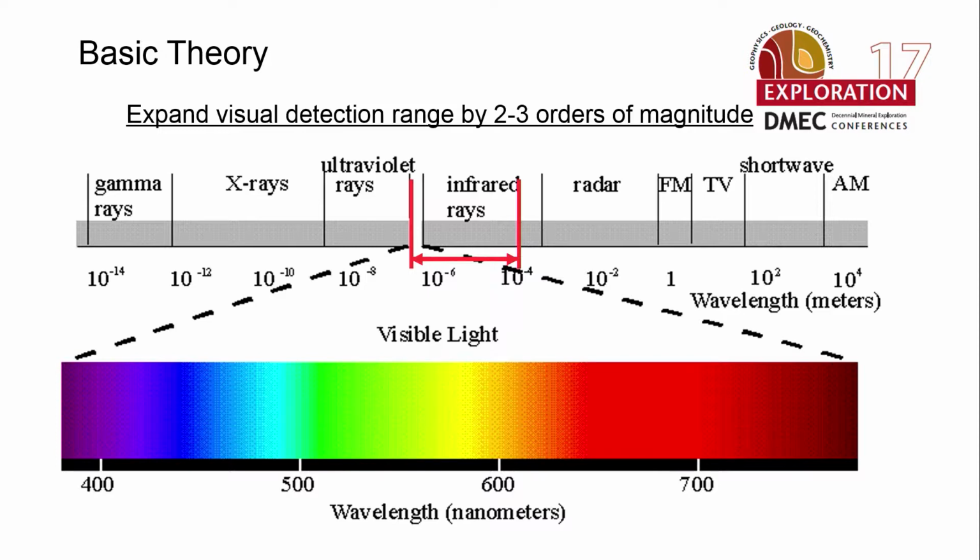And I explode the visible light here just to point out that little tiny slot is what a human being sees with their eyes. This broad red slot is what we see with our techniques. So we increase the range of detection by 2 to 3 orders of magnitude, which is the important thing to think about. We're seeing the invisible.